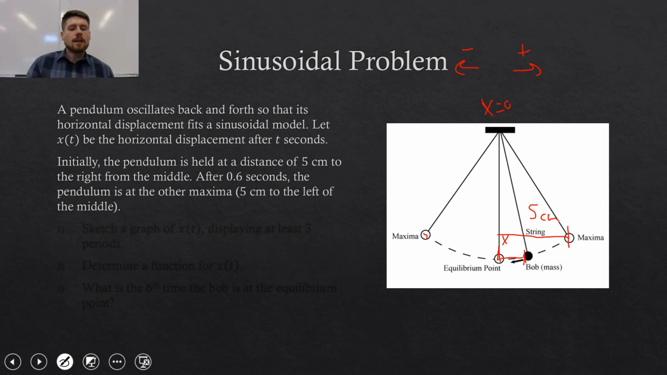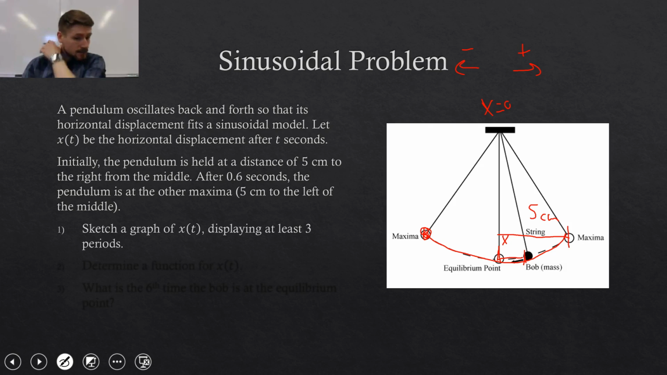And then after 0.6 seconds, the pendulum is at the other maximum. So we'll have swung all the way over here after 0.6 seconds, just 5 centimeters to the left. So it looks like we're going to go 5 centimeters to the right, and then 5 centimeters to the left, and 5 centimeters to the right, and 5 centimeters to the left, and so forth. So we'll be able to start coming up with a graph from this.